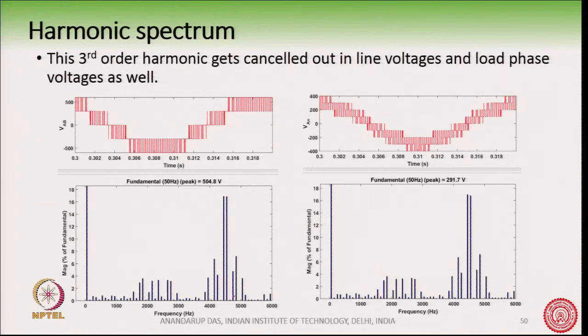so we have the second set of harmonics around 4500 hertz. This is a double this one. So, this is what happens in space vector PWM.